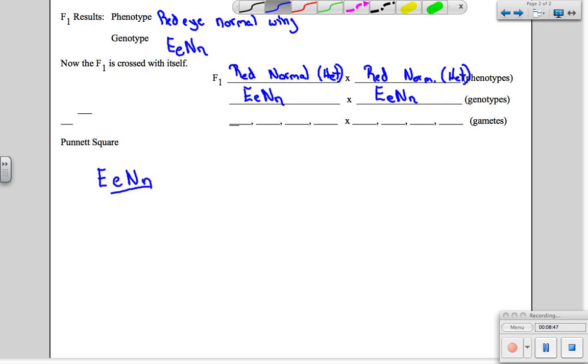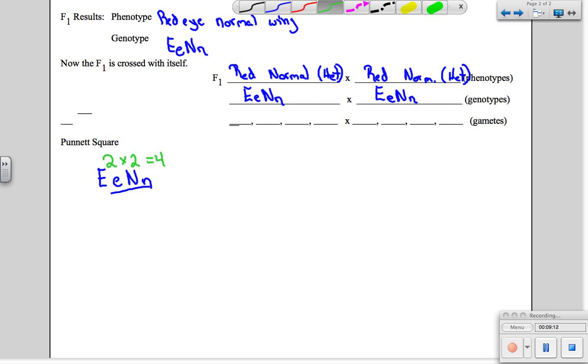Here's my parental genotype. Let's first of all figure out how many different potential gametes I can come up with. How many choices for E do I have? I have two different choices, a capital E or a lowercase e. How many choices for N do I have? That's right, two more. I have a capital N and a lowercase n. So I have a total of 4 different gametes that can result from this cross.